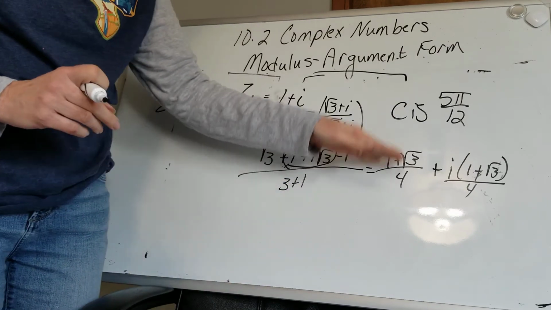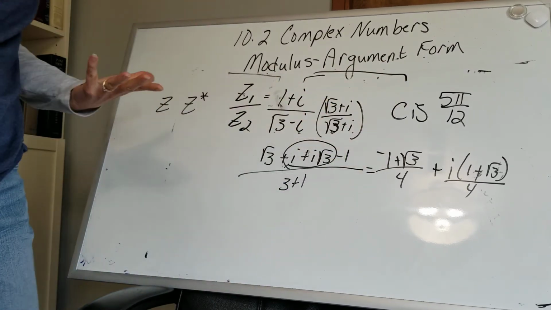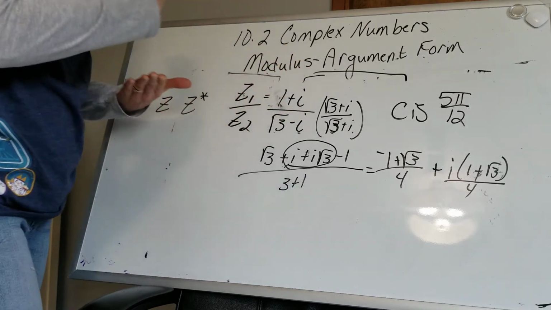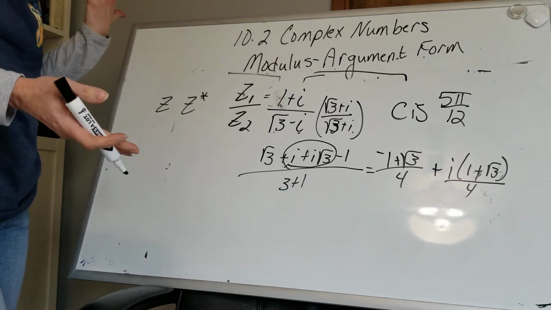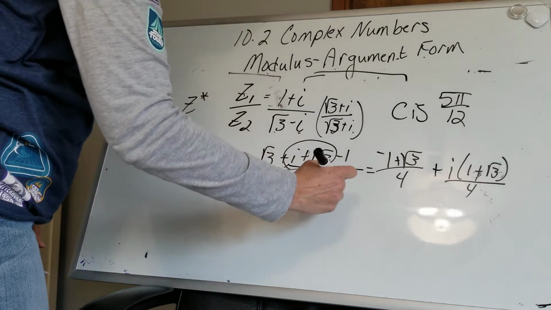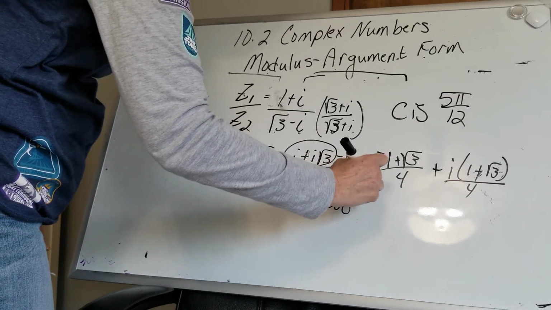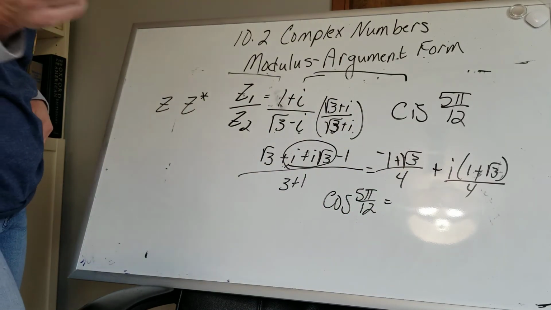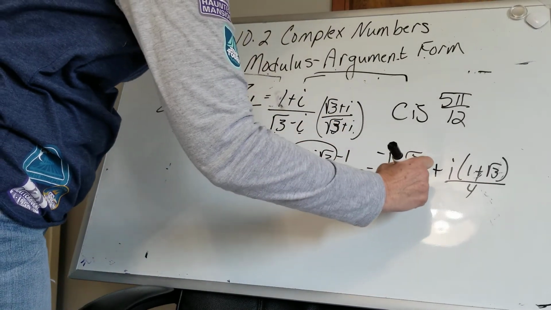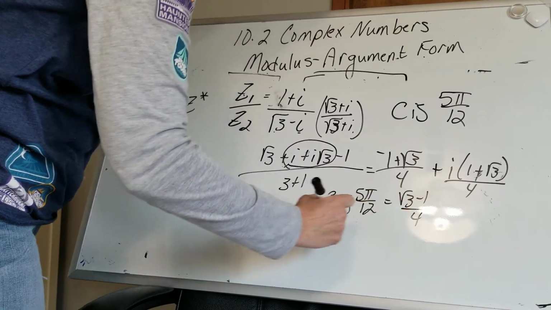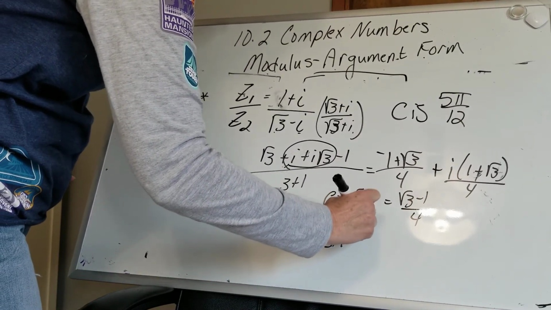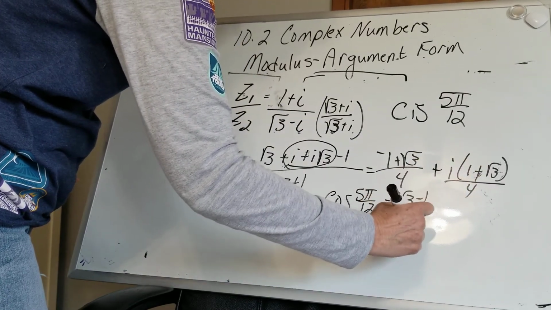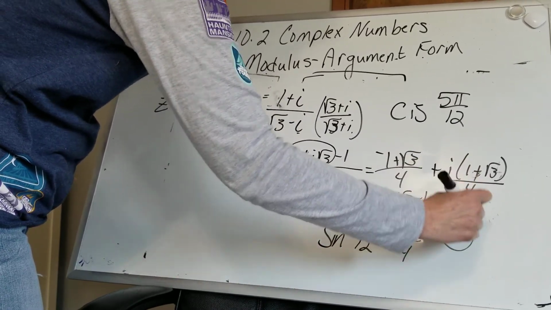So these are equivalent. They're both the answer I got when I divided the same expression in two different formats. So that means the real has to equal the real and the imaginary has to equal the imaginary, which means that the cosine of 5 pi over 12 as an exact value, which your calculator will not give you because it gives you the decimal, is root 3 minus 1 over 4. And the sine of 5 pi over 12 is 1 plus root 3 over 4. And that is pretty cool.